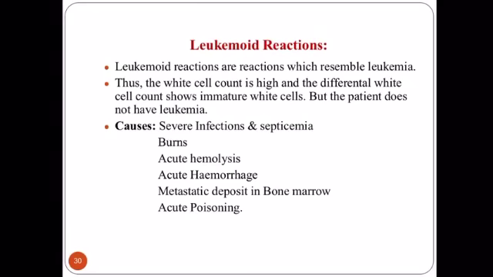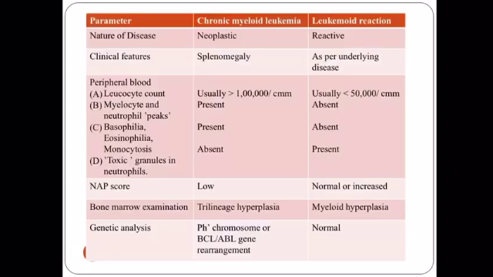Causes are seen in severe infection and septicemia, burns, acute hemolysis, acute hemorrhagic conditions, metastatic deposits in the bone marrow, and acute poisoning. So in all these conditions the leukocyte count is increased. Here we will see the difference between leukemoid reaction and chronic myeloid leukemia, which is a similar condition, and we have to differentiate it.